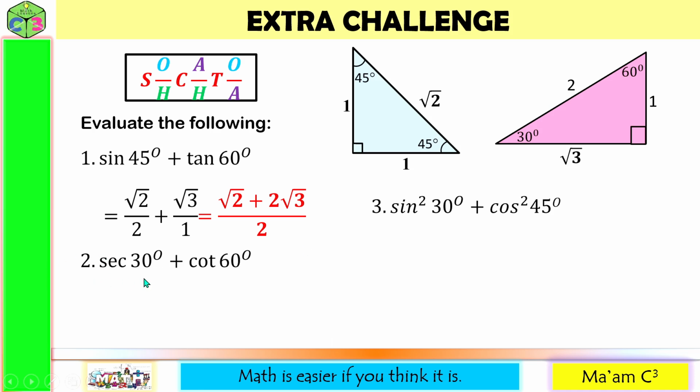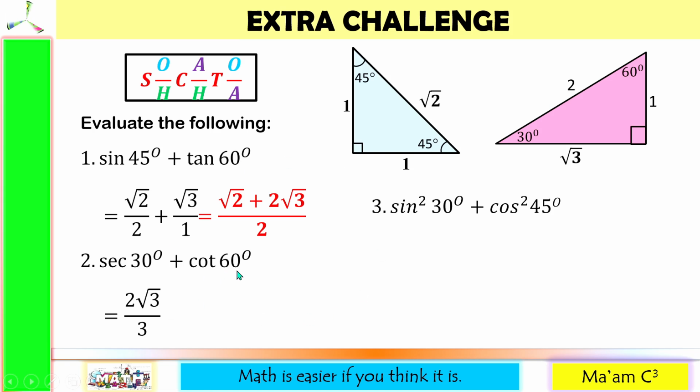Next one, secant 30. Secant is the reciprocal of cosine. If cosine is adjacent over hypotenuse, then secant is hypotenuse over adjacent. So 30 degrees, look at 30 degrees and then hypotenuse, that is 2 over adjacent. So 2 over square root of 3. Rationalize that, it will become 2 square root of 3 over 3.